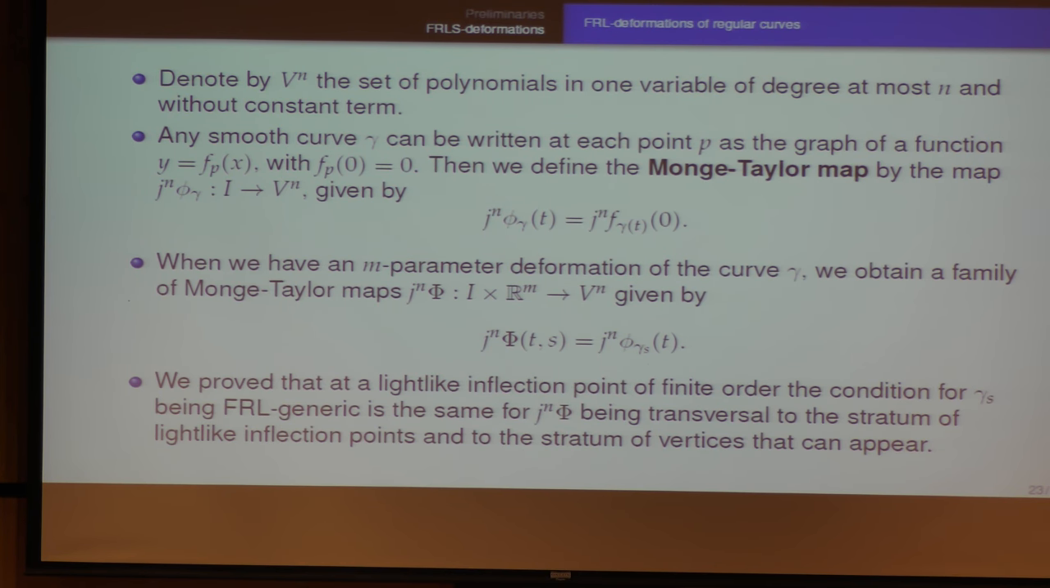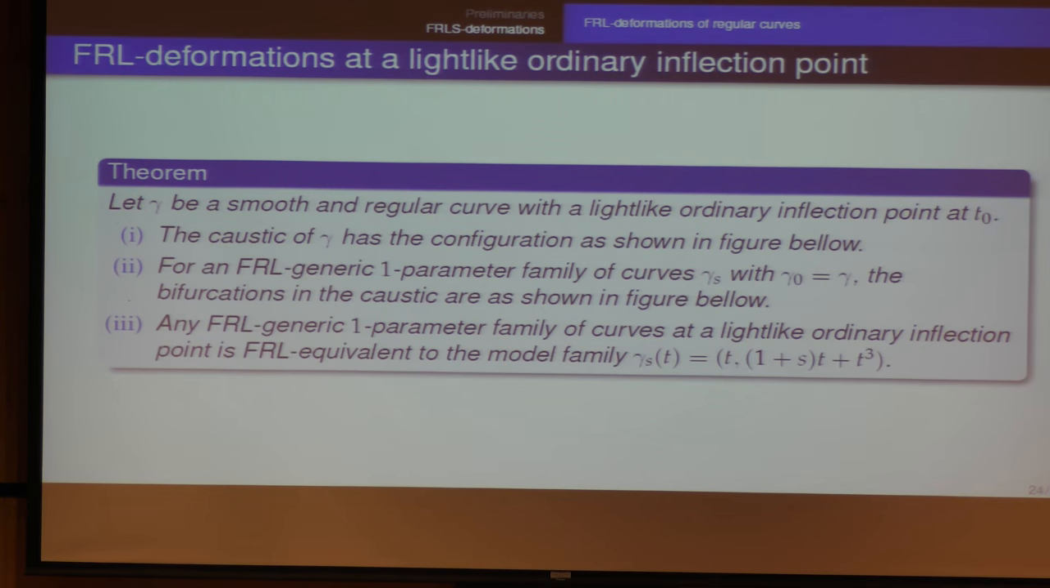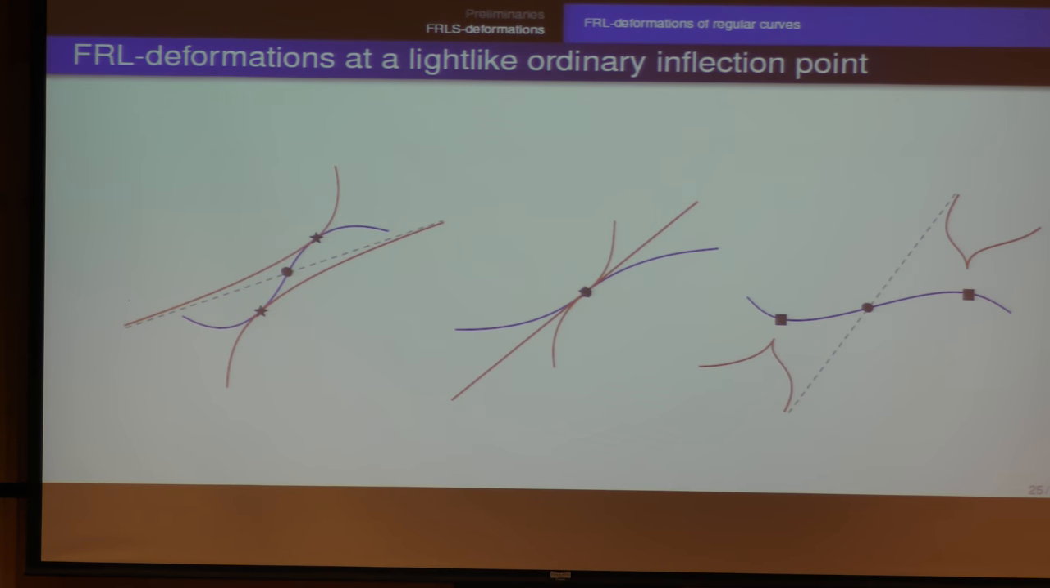Now we will see in detail the FRL deformations at special points. The first one is a light-like ordinary inflection point, and the second a light-like inflection point of order 2. Then, at a light-like ordinary inflection point, we have firstly the behavior of the caustic given by this central figure. The caustic is composed of a diagonal line and a regular curve.